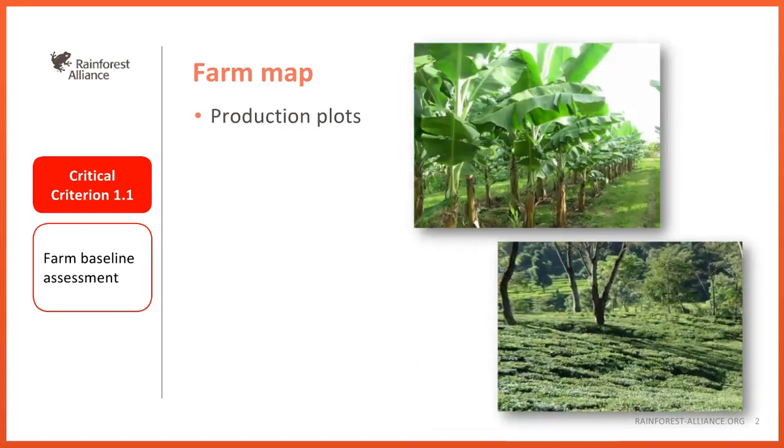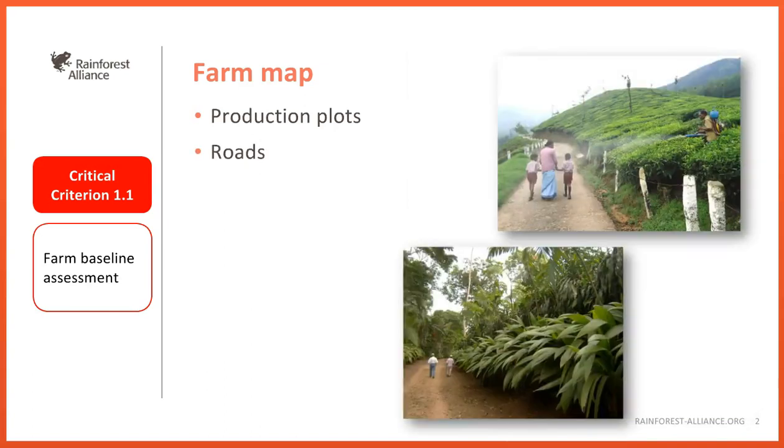Production plots. For the production plot, you need to make a plan to manage your crop and optimize your productivity. Roads. When you have roads on and around the farm, people and workers will be passing there, so you need to make a plan to protect them from any chemical drift when the crops are being sprayed.